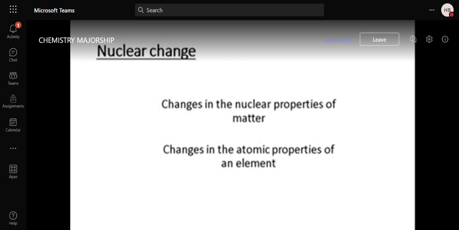Hindi nangyayari sa electrons. Saan siya nangyayari? Sa nucleus. Doon sa neutrons and protons ng atom or ng matter. In the particle level. Okay, hindi po sa labas. So, changes in the nuclear properties of matter. And, syempre, pag nagkaroon ng change dun sa nuclear properties, nag-change din yung atomic properties of the element. Right? Okay. So, pagdating sa nuclear reactions, mas maintindihan nyo yung part na to.